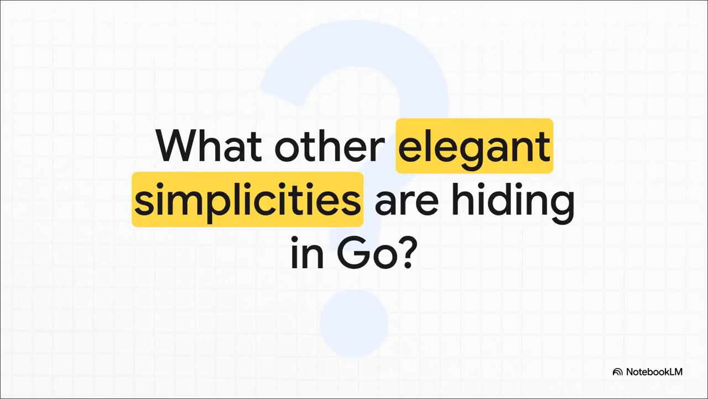So, as we've seen, for and range aren't just bits of syntax. They're really a reflection of Go's entire design philosophy: to be powerful, to be clear, and to focus on making a developer's life easier. And that kind of leaves us with one final thought. If one keyword can be this powerful and this elegant, what other brilliant simplicities are just waiting to be discovered in Go? Now that's something worth exploring.